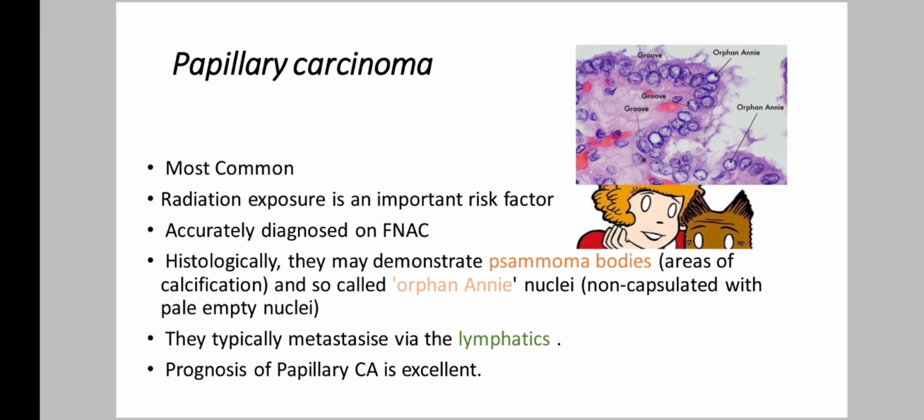So what exactly do we see in histology? They may demonstrate psammoma bodies. These are the areas of calcification, and we can see Orphan Annie nuclei. These are non-encapsulated with pale empty nuclei, as you can see from this very picture. The papillary carcinoma of the thyroid metastasizes via the lymphatics. This is a very important question, and the prognosis of papillary carcinoma is excellent.